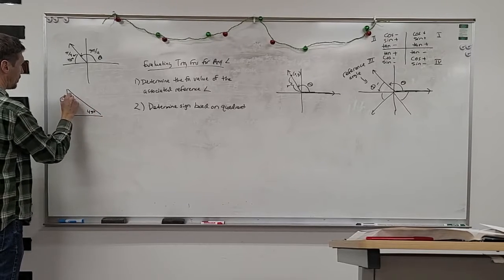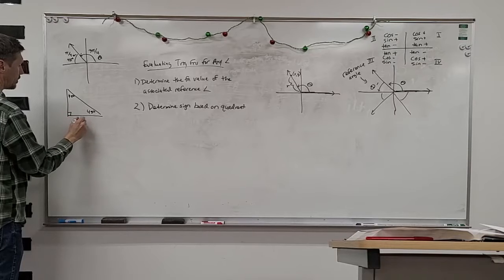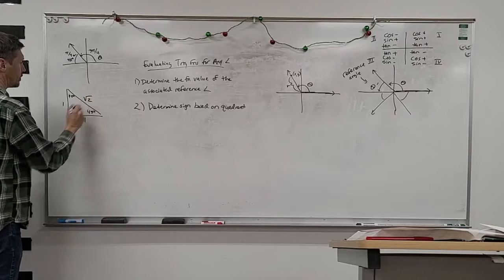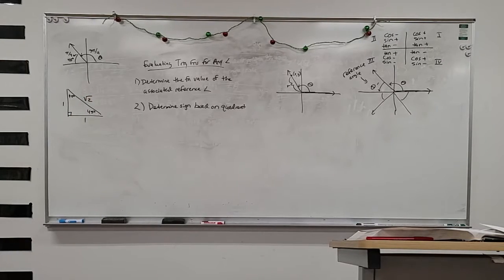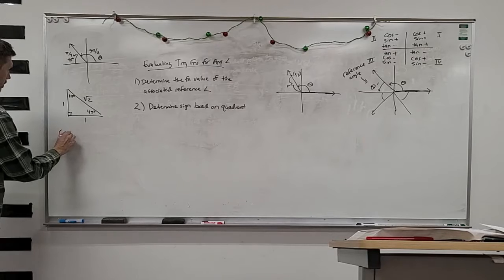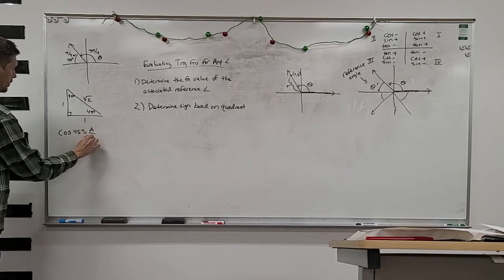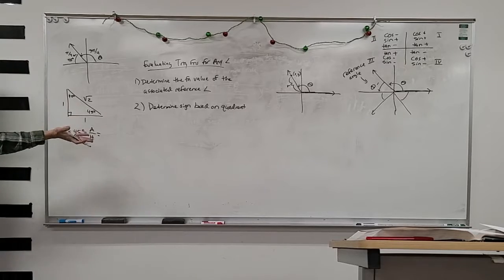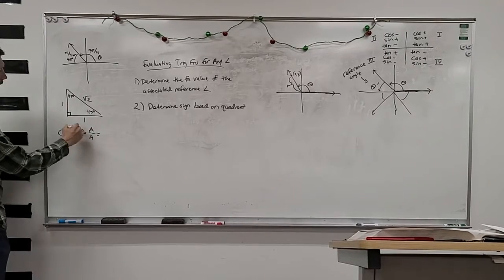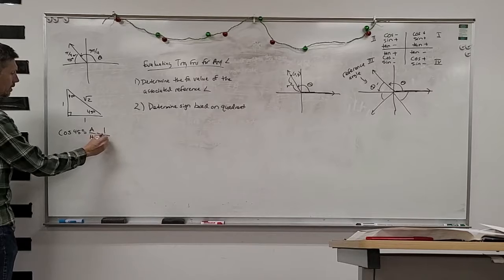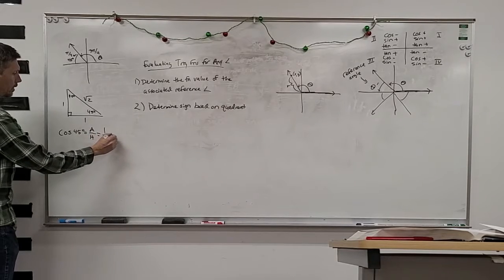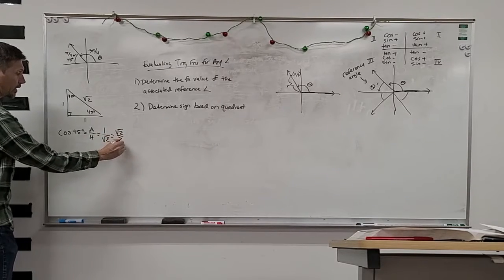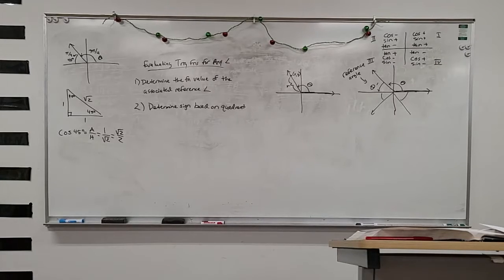45, 45, that's a right angle, so it's 1, 1, square root of 2, right? So if I'm taking the cosine of 45, cosine is what? Adjacent over hypotenuse. I can look at either angle, it's going to be the same either way. Adjacent side is 1 over the hypotenuse, square root of 2. So it's going to be square root of 2 over 2, right? Never leave your radicals on the bottom.